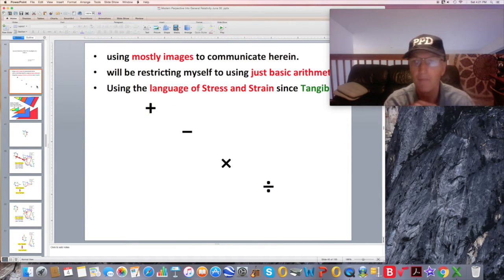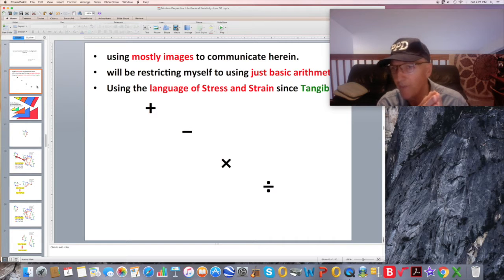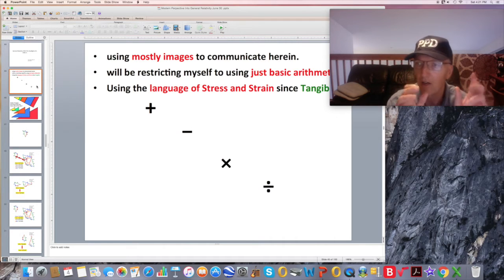in which I'll be using mostly images to communicate, and we will be restricting ourselves to just basic arithmetic, what I call hardware store arithmetic. I'm purposefully limiting myself to using only the arithmetic operations plus and minus, multiplication and division.